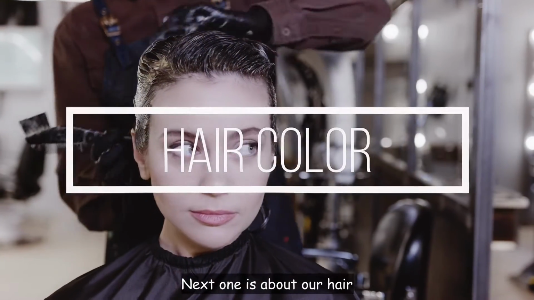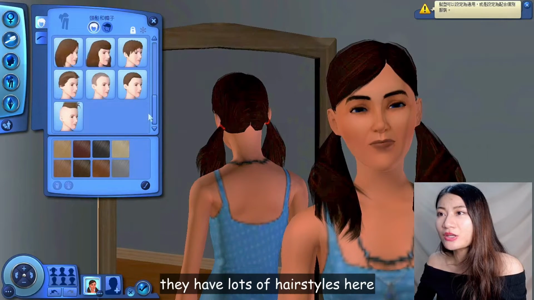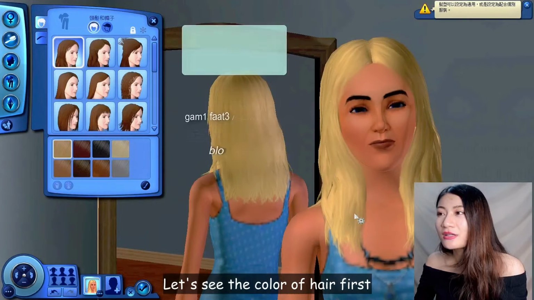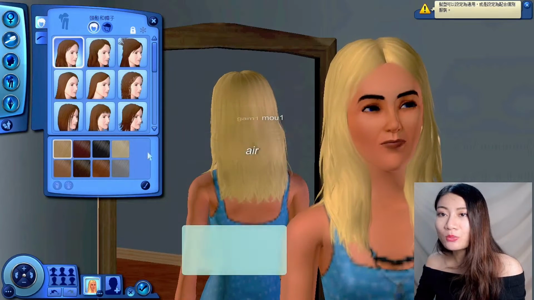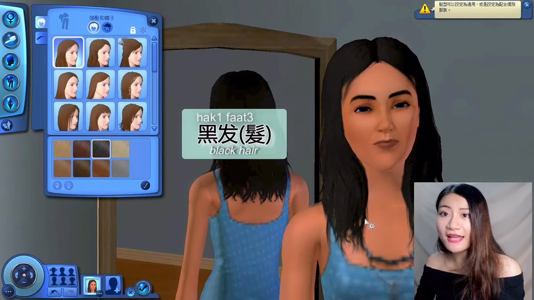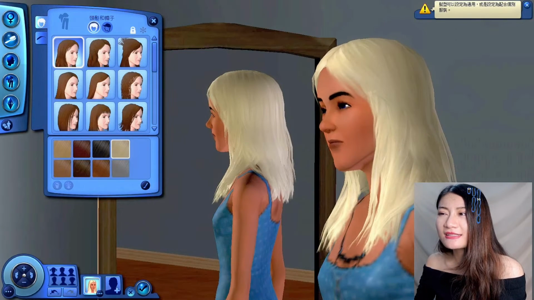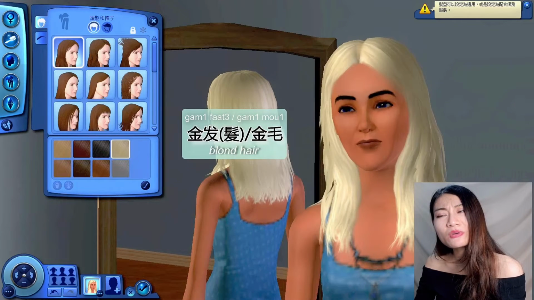Next one we could see about our hair. They have lots of hairstyles here. Let's see the color first. This one is 金髮 or 金毛. This one, that is 紅髮, 黑髮. And this one, I think is still good for me. Still 金毛. Yeah, still 金色.